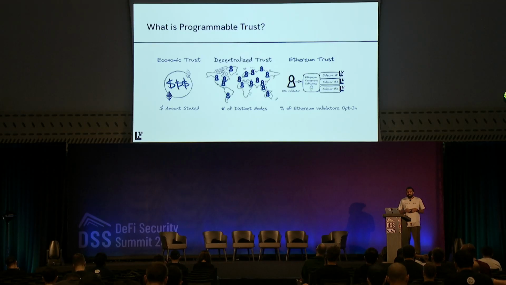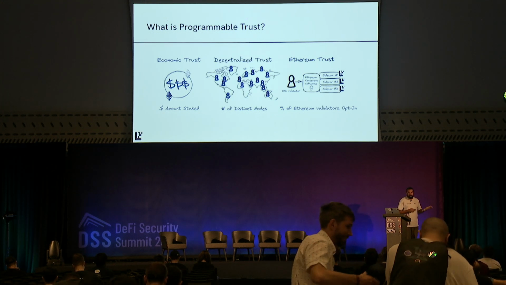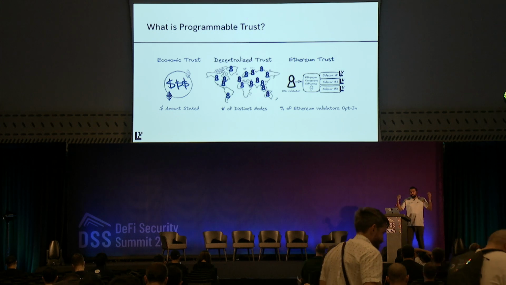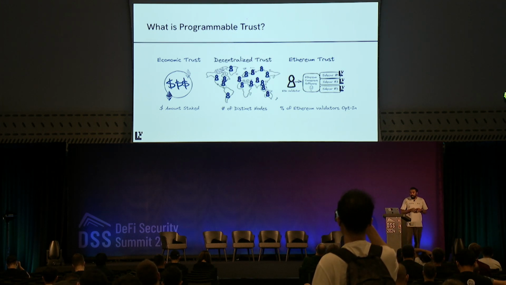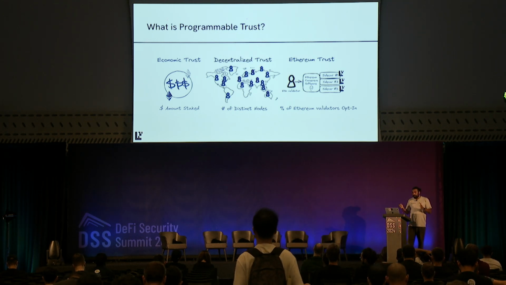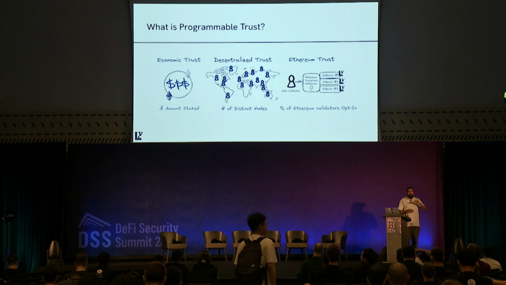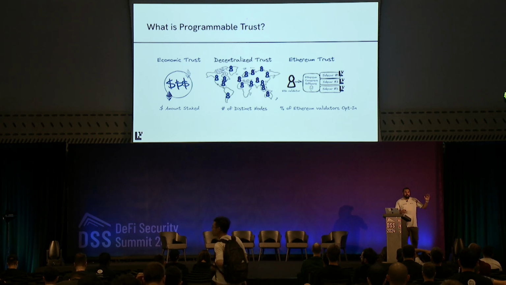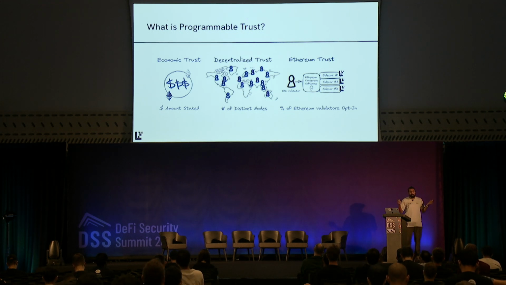Okay, so we talk about programmable trust, right? So what is programmable trust? The amount staked, we call it economic trust. The geographic diversity, we call it decentralized trust. And a lot of Ethereum validators also opt into running these AVSs. So they can make commitments like, when I get to propose my next block, I will include this specific transaction. And you can verify that on-chain. So that is the Ethereum trust.